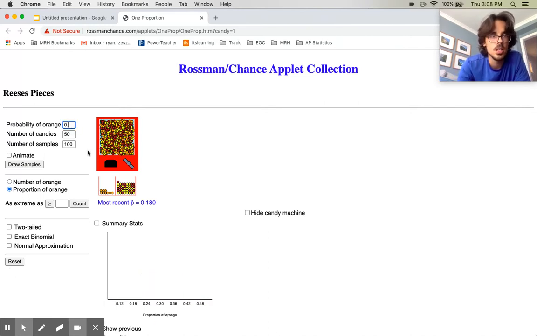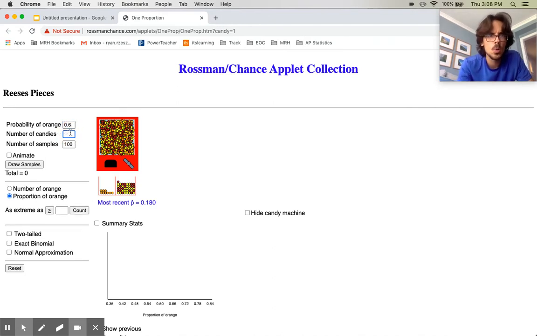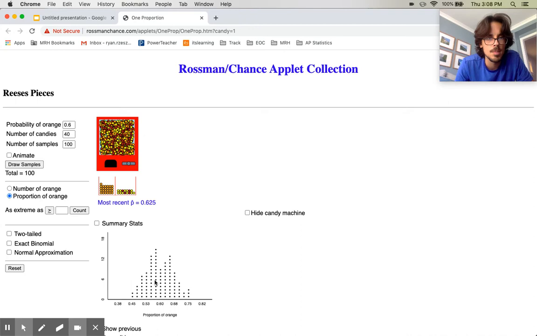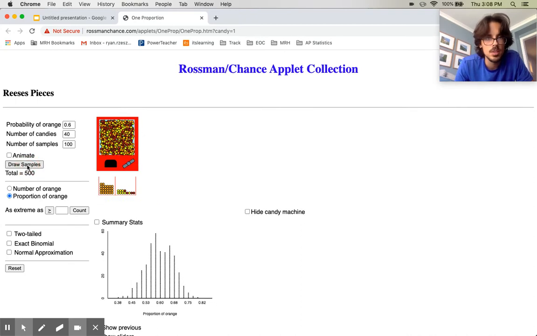I'm going to make more of the candies orange. I meant to mention, I didn't, but the center of my picture when it was normal was right at this 0.3 right here, which was the true value. So I'm changing it to a 0.6 right now. You know what? I'm going to lower my sample size to 40. And I'll just start with 100 at a time. So it's going to throw down 100 samples right there with my new numbers. And I'm just going to keep on going.